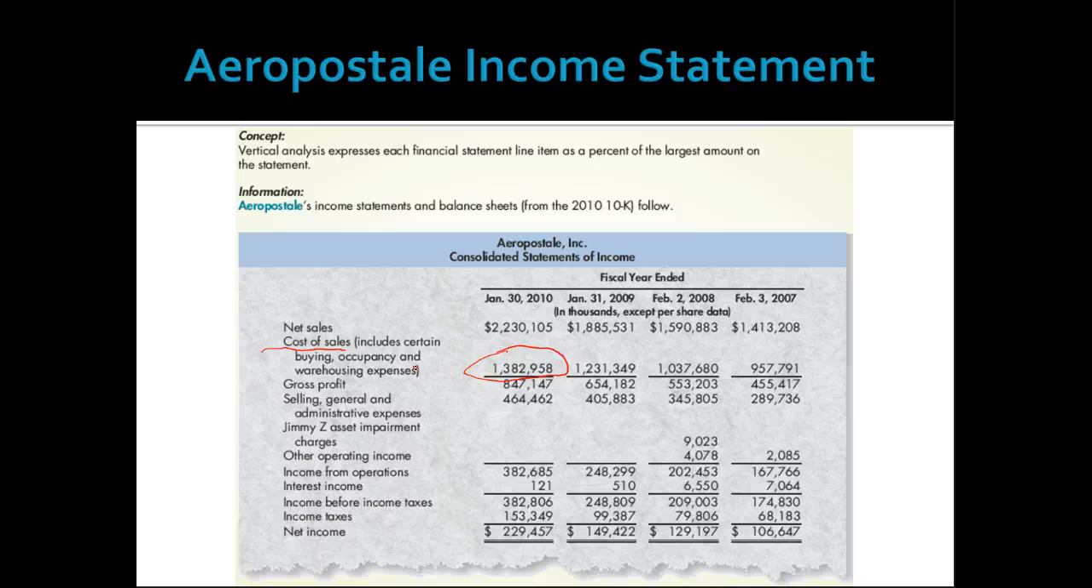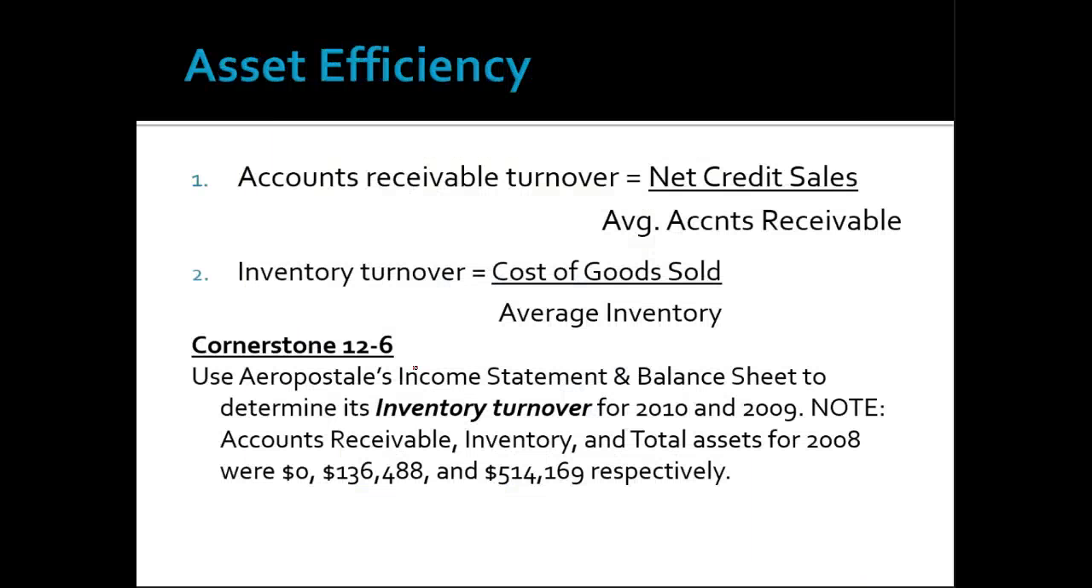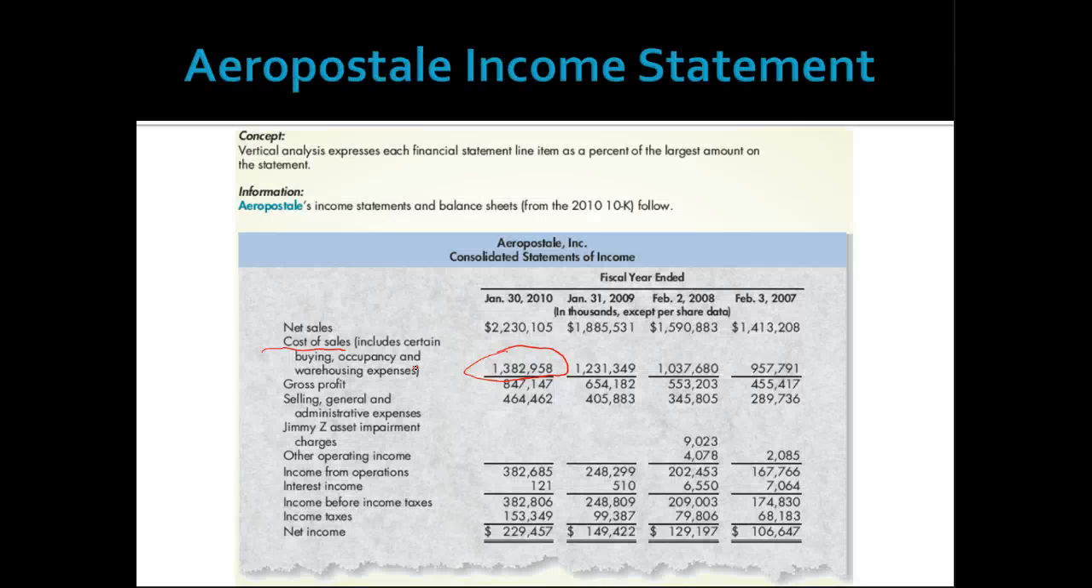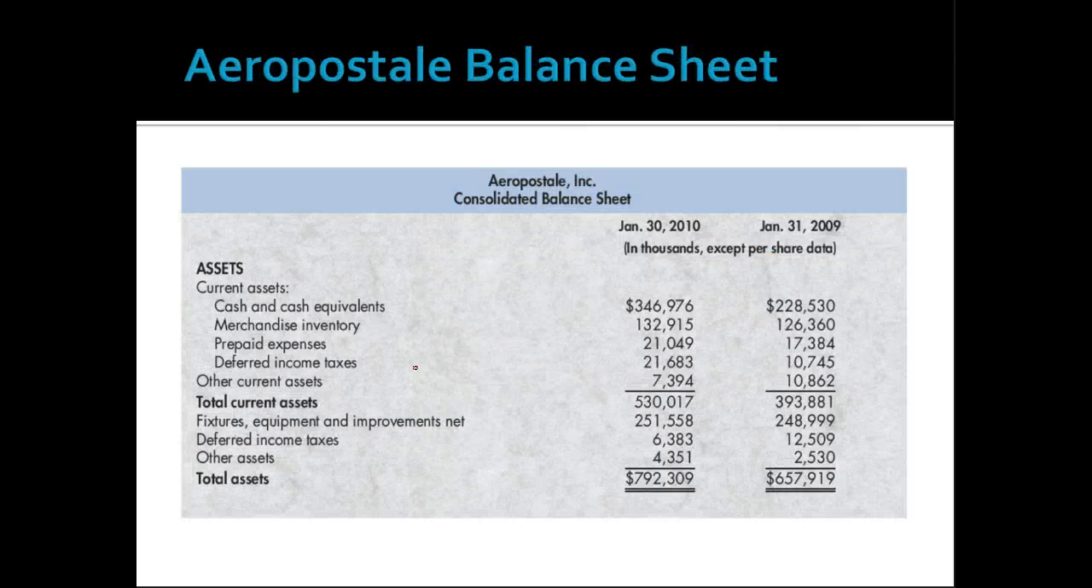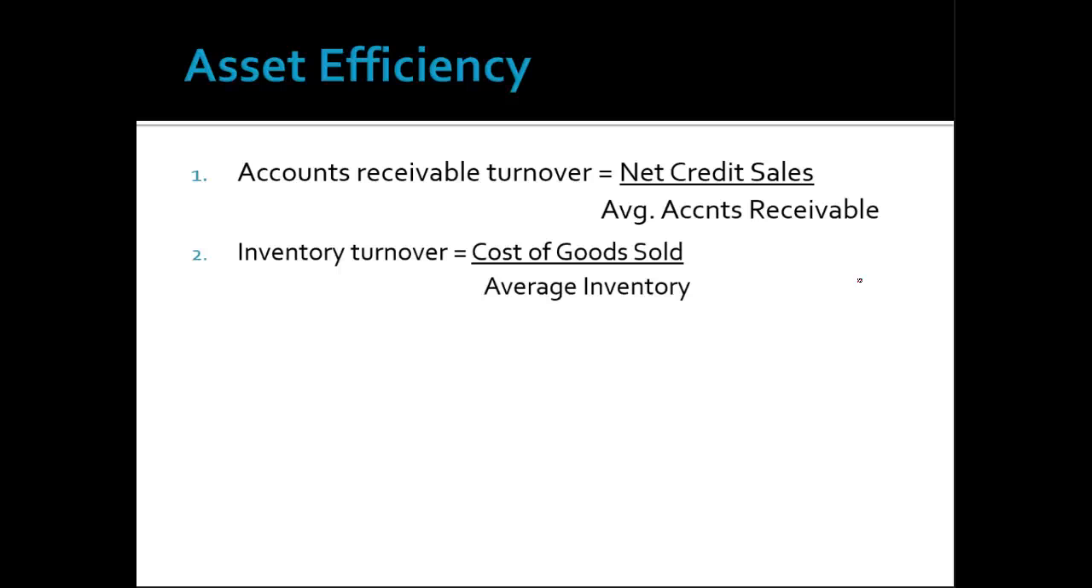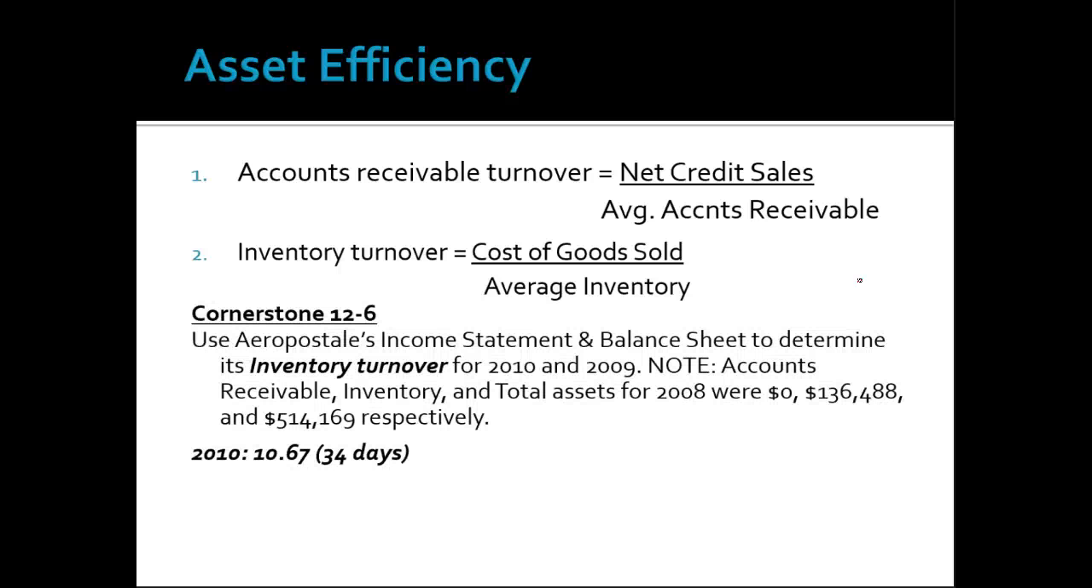And then you need to find out the average inventory amount. Well, I'm going to have to look at 2 years' worth of inventory. Merchandise inventory. I see these are the 2 years' worth. In order to get the denominator in this thing, I'd have to take the 132,915, add it to 126,360, and divide by 2. And that would be my numerator. Excuse me, that would be my denominator. If I had done all that, I would have realized that Aeropostale is turning over its inventory 10.67 times per year. About 10.5 times a year.